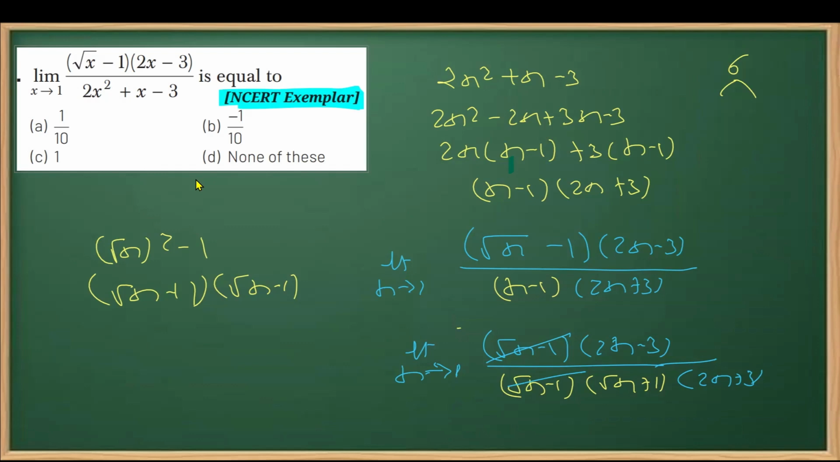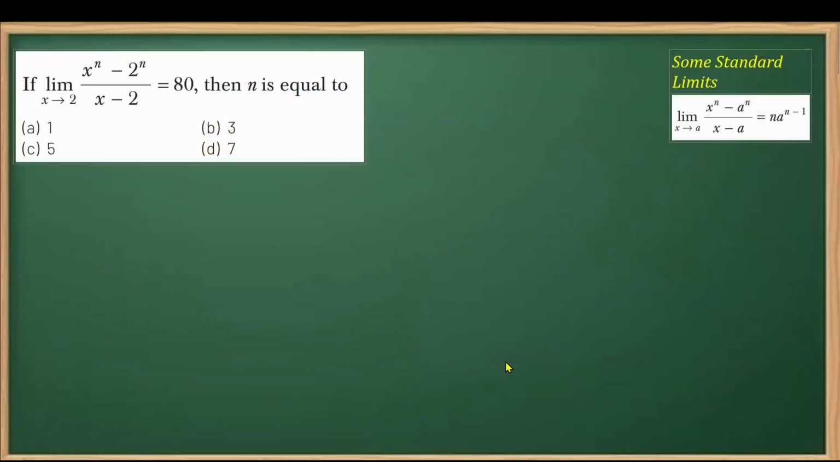Now I'm placing the limit x as 1. This is 2 into 1 is 2. So 2 minus 3, and below it is under root 1 is 1, 1 plus 1. And this side it is 2 plus 3, sorry. So what we'll get finally in the numerator is minus 1, and in the denominator, this is 2 and 5, that is 10. So it's minus 1 over 10. That is, B is the correct option in this case.